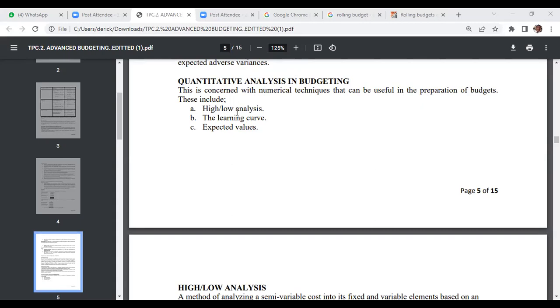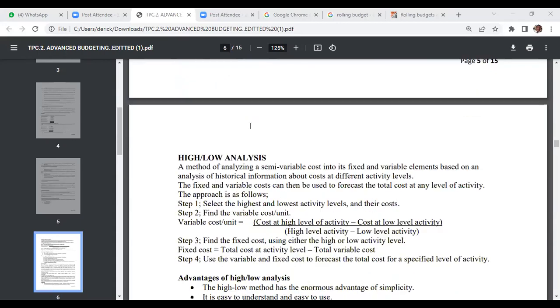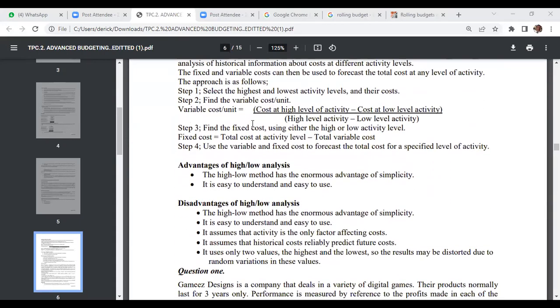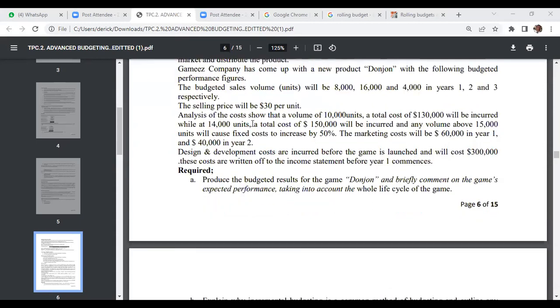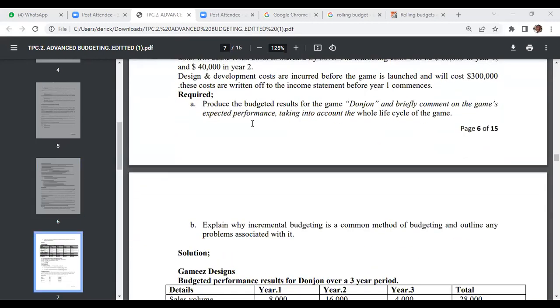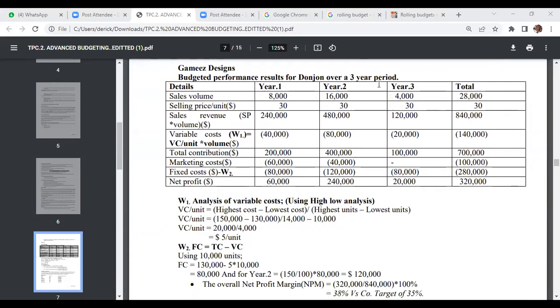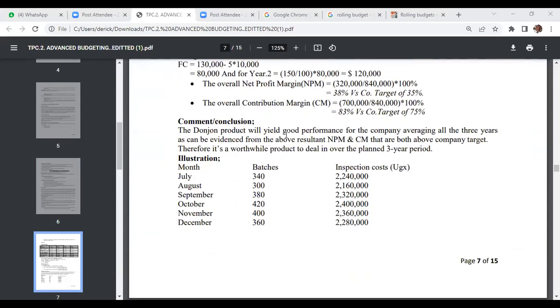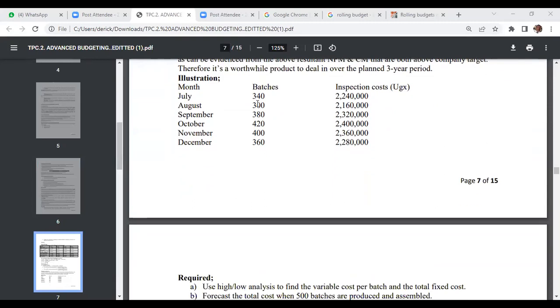So we go to quantitative analysis of budgeting. You have the high-low, which I said you have an idea. You can maybe look at a question. I won't do the entire thing, I'll just do a few things here. Okay, so this is the information you have. You want to apply high-low on this information and then make an estimate of a few things.